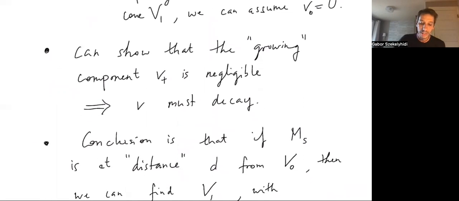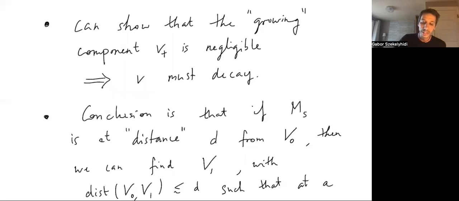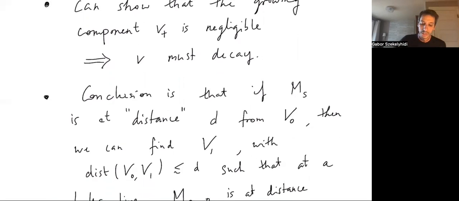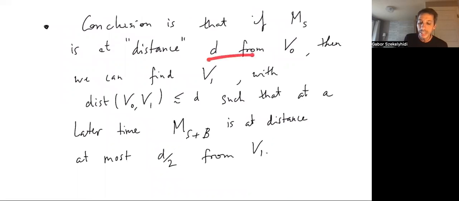Then, as I said, one can show with a fairly standard argument that the growing component can be assumed to be negligible. So then what this means is that relative to this new pair of cones V1, we would expect that we decay towards it. If at some time we were at a distance d from our original V0, then there should be some perturbed cone V1, which is within distance d from our V0, such that the flow decays towards V1. Maybe at a much later time, say if you add some big number b, then I can arrange that I'm at most distance d over 2 from this new pair of planes V1.